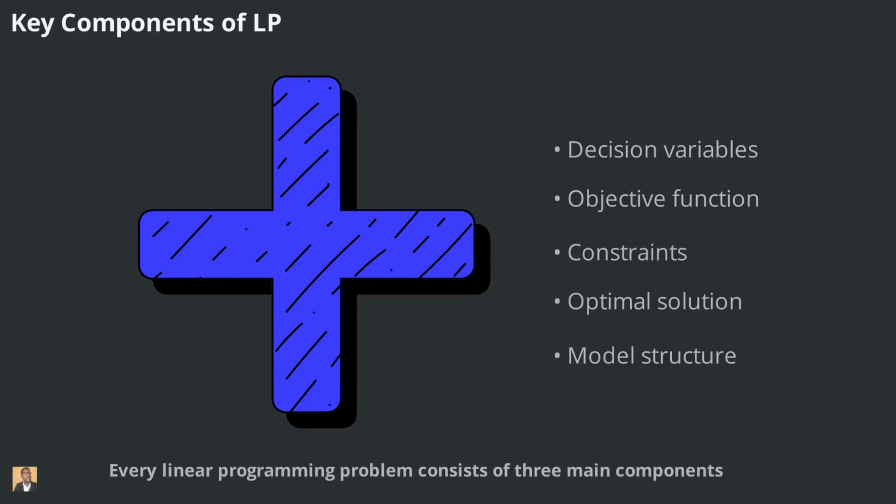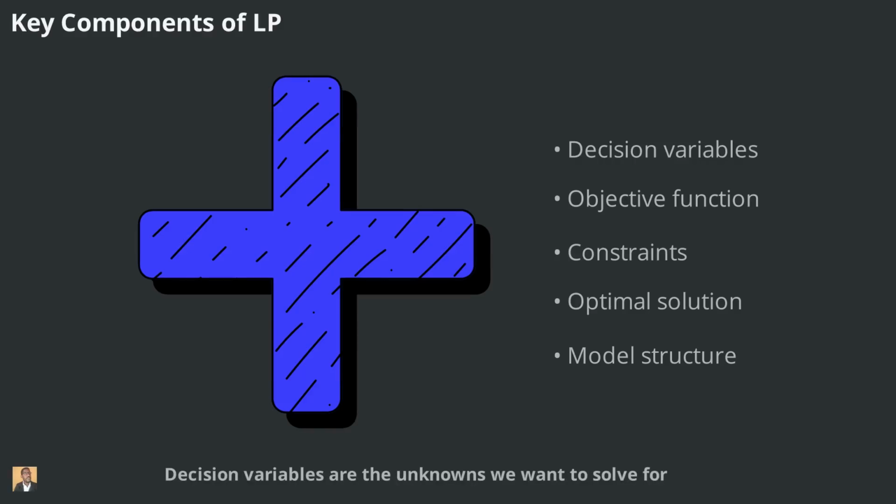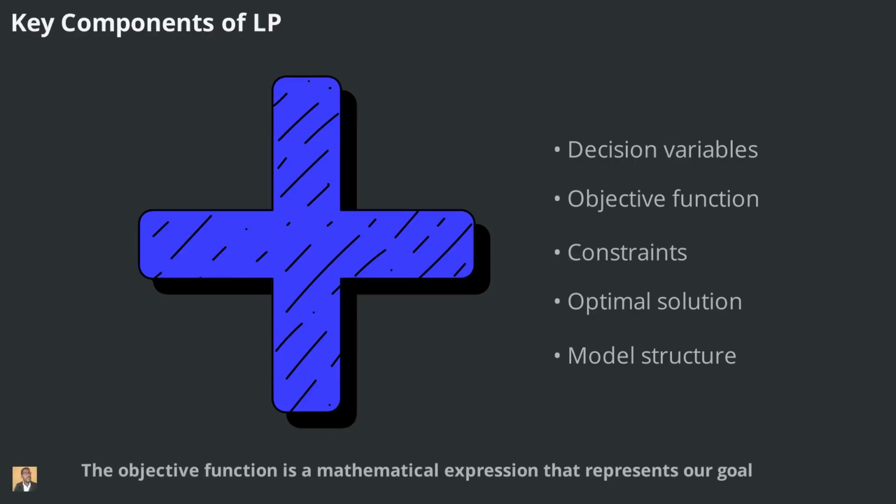Every linear programming problem consists of three main components: decision variables, an objective function, and constraints. Decision variables are the unknowns we want to solve for. The objective function is a mathematical expression that represents our goal, such as maximizing profit or minimizing cost. Constraints are equations or inequalities that limit the values the decision variables can take. Together, these elements form the structure of a linear programming model, guiding us toward the optimal solution.